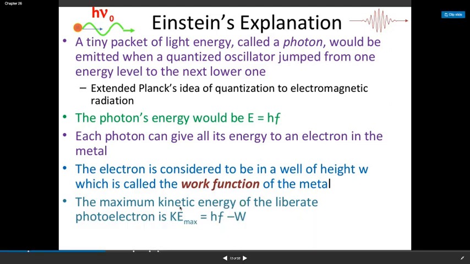So, just to finish up, in Einstein's explanation, a tiny packet of light energy called a photon would be emitted when a quantized oscillator jumped from one energy level to another. The photon's energy equals hf. Each photon can give all its energy to an electron in the metal. It can't give some, it must give all or none. The electron is considered to be in a well of height W, which is called the work function of the metal. Now it can be bound more than W. W is the minimum amount. The maximum kinetic energy of the liberated photoelectron is the photon energy minus the work function.